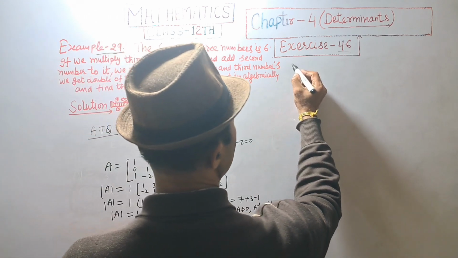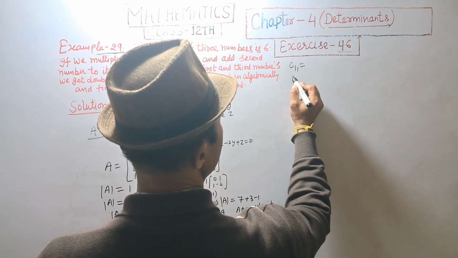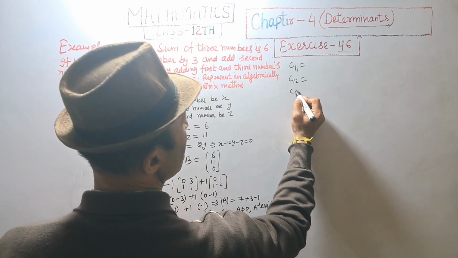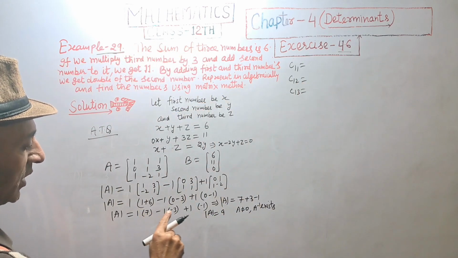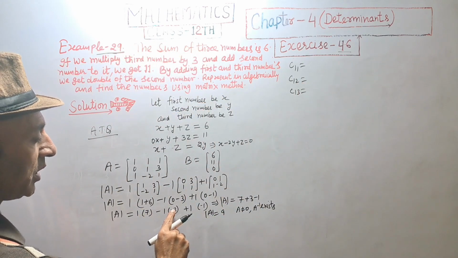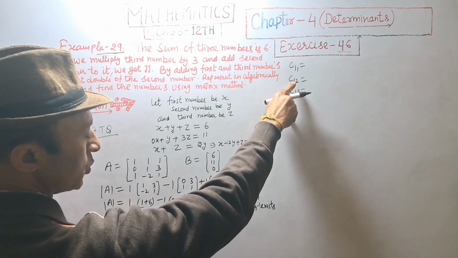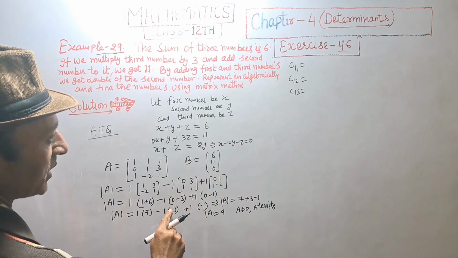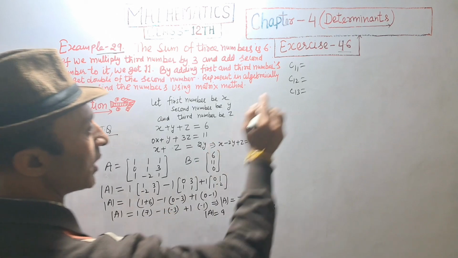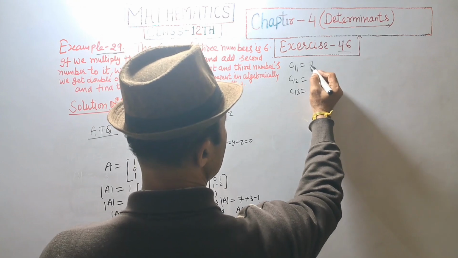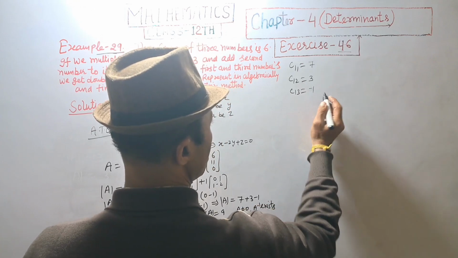And we find the cofactors of matrix A: C11, C12 and C13. C11 is 7. C12 is positive 3, because 1 plus 2 is 3, multiplied by the negative sign gives positive 3 after the minor is negative. And C13 is minus 1. That is 7, positive 3, minus 1.